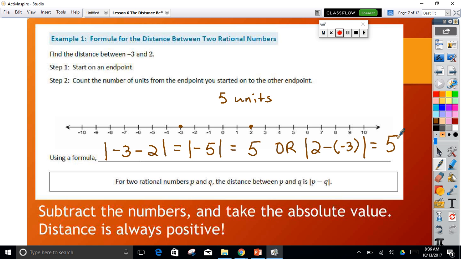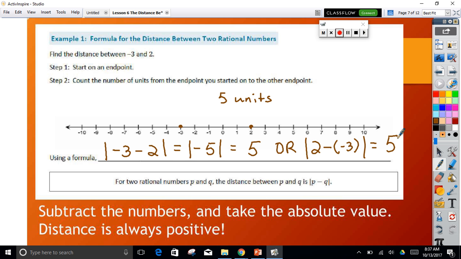So down here it says for 2 rational numbers P and Q, the distance between P and Q is just the absolute value of P minus Q. I wrote it a little more simply down here: subtract the numbers and take the absolute value. And distance is always positive. So we never list distance as a negative number. It's always a positive unit. Okay, any questions about that?